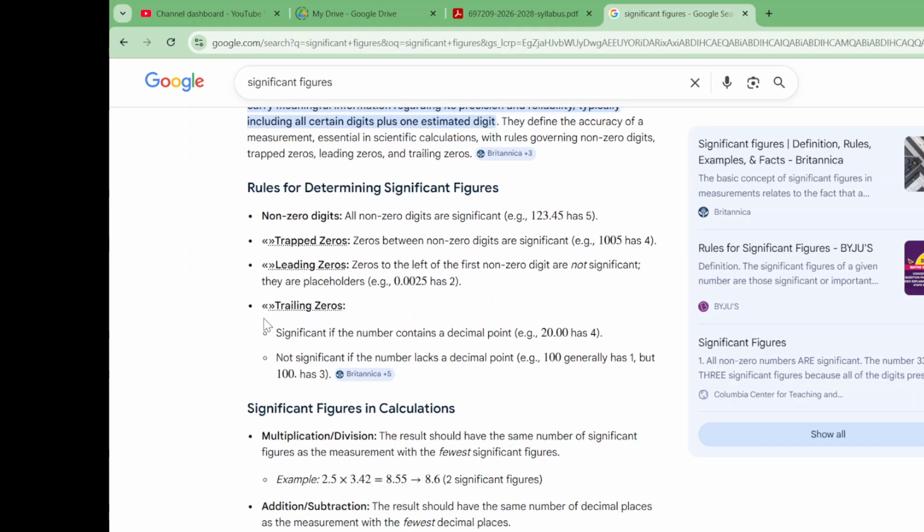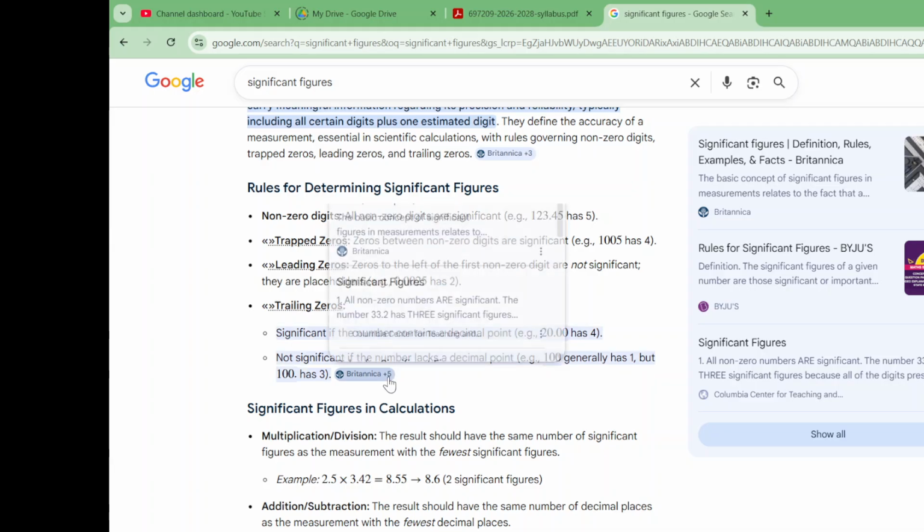If you take a look at these 4 points, there's a bit more detail, but as a general understanding, all non-zero digits are significant. So 1, 2, 3.45, whatever the number is, if it's a non-zero digit, even if there's a decimal, they're all significant. So 123.45 has 5 significant figures.